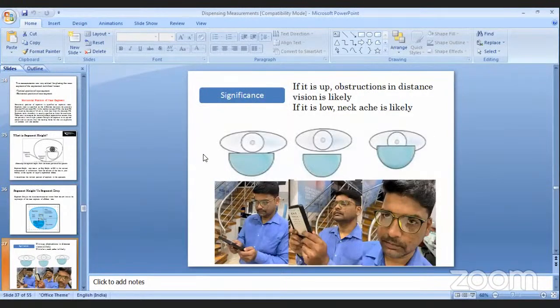Now, fitting the correct segment height is very important for successful dispensing. If the segment is incorrectly fitted, say for example, fitted too high, as you can see in the extreme right picture, the patient will have to bend his neck down to look at the far distance, and he will try and peep through the top portion of the lenses.